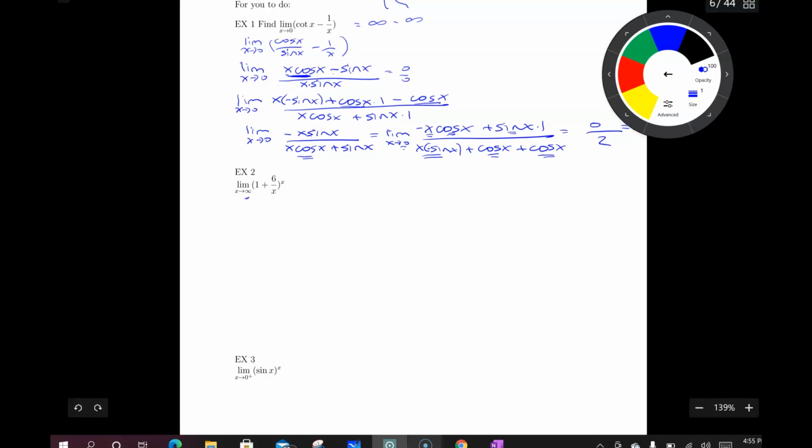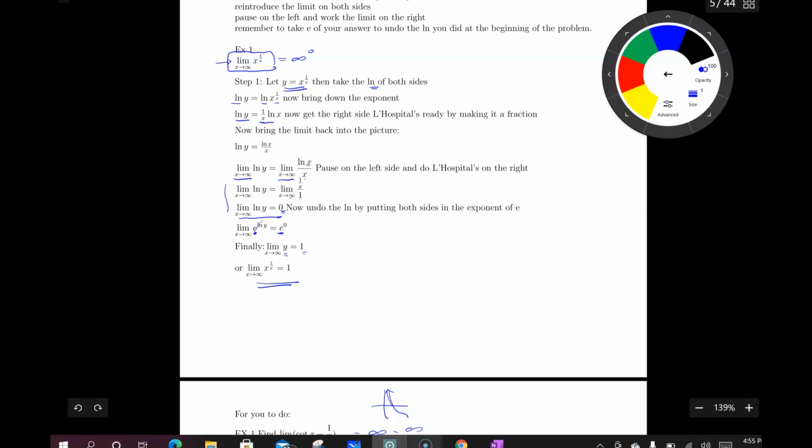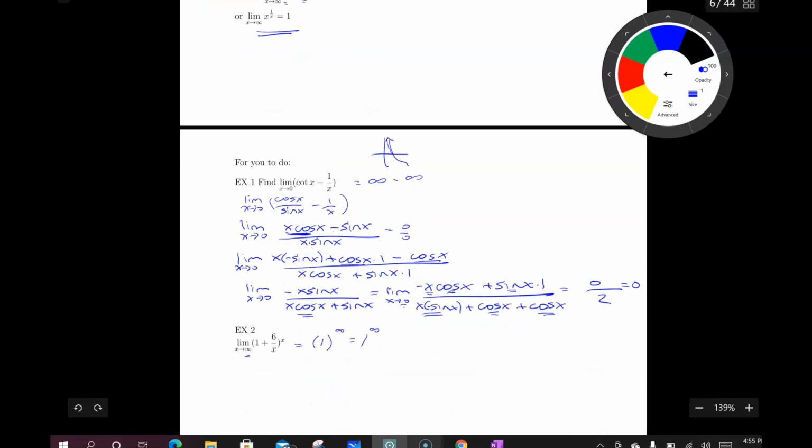Okay, so let's see what happens when I plug in infinity. I have 1 plus 6 over infinity, which is 0. So I'll have 1 plus 0 to the infinity, which is 1 to the infinity. This is one where I need to do the longer, more intense version, taking a bold math step and then taking the ln of both sides, right?